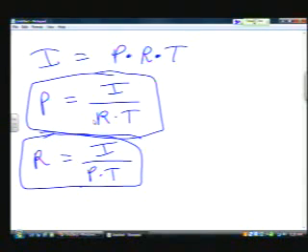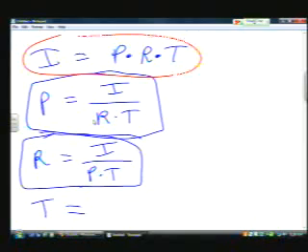I pity the fool who took algebra from somebody who taught that algebra was all about memorization of formulas. Well, anyway, there's another formula you don't need to memorize, and that's the formula for time. You can take this top formula, the one I'm circling in red, and solve that for t. How do you solve that for t?